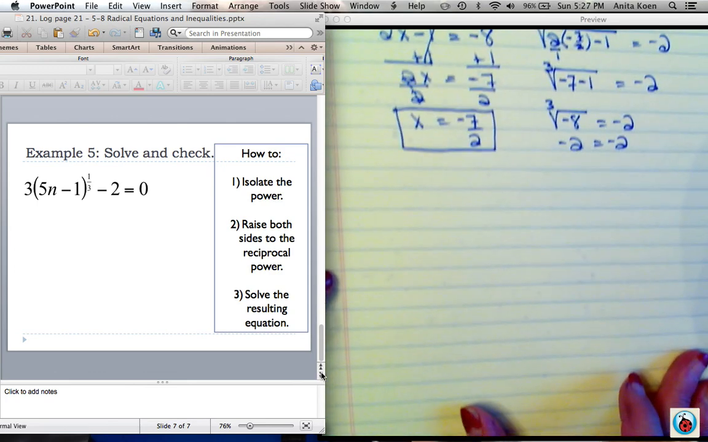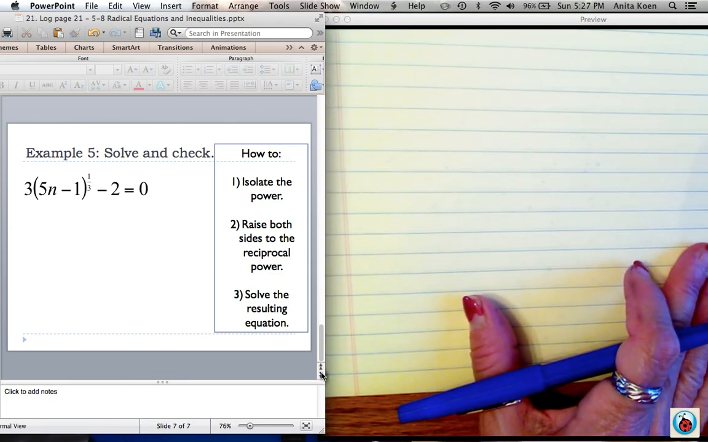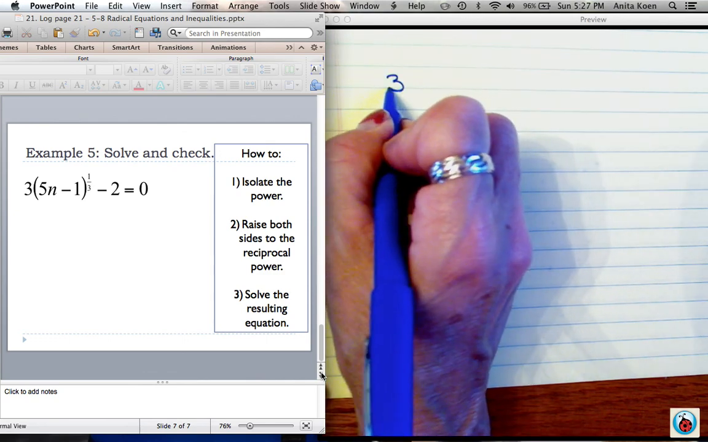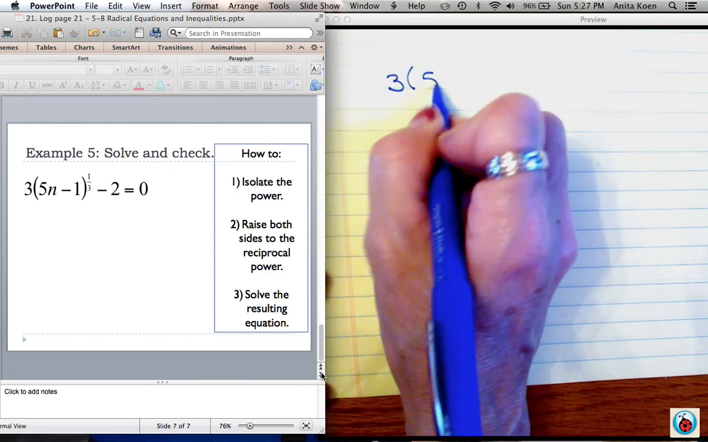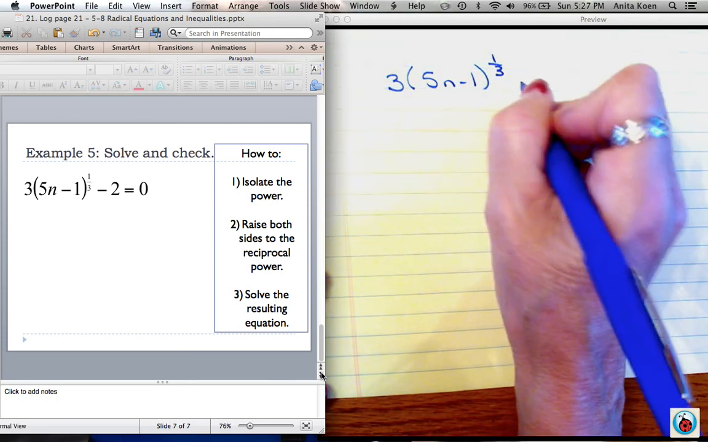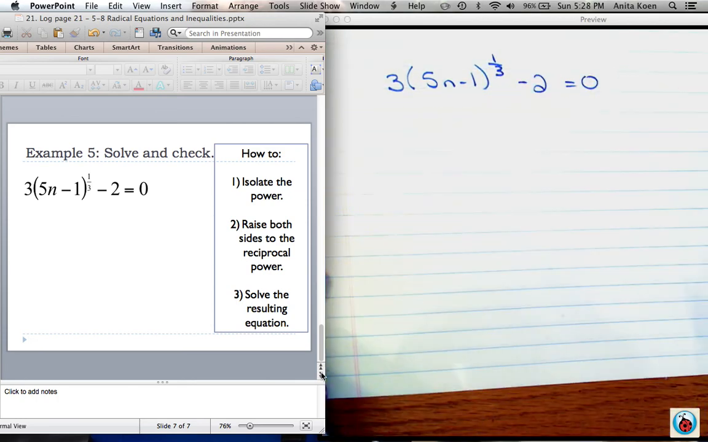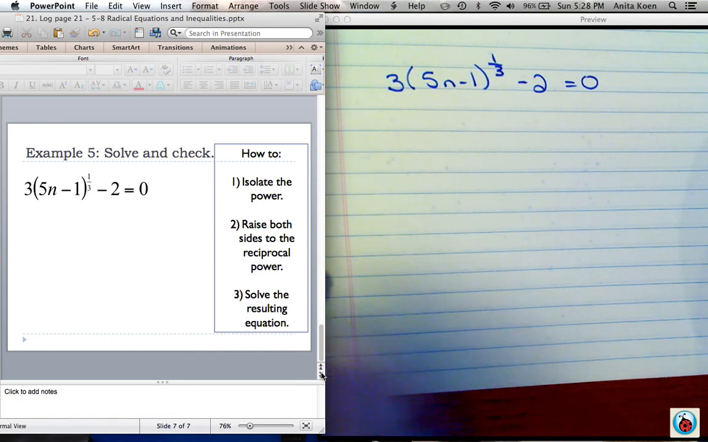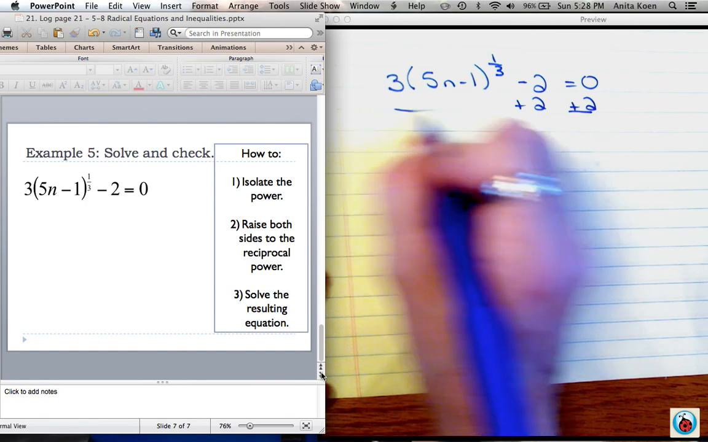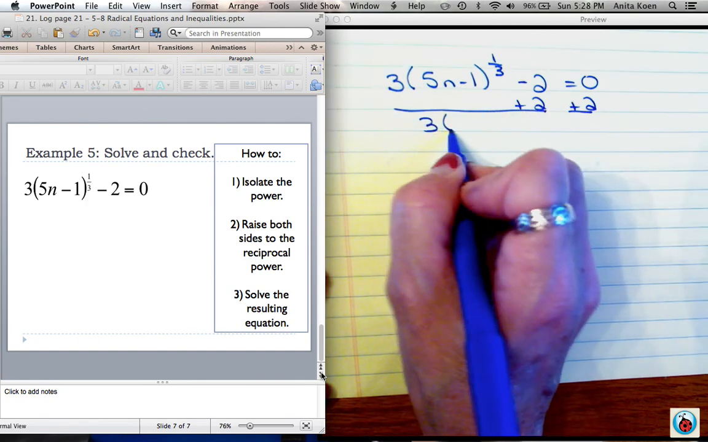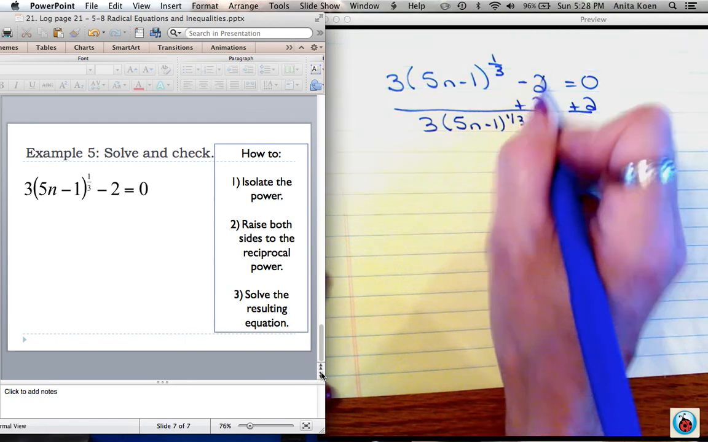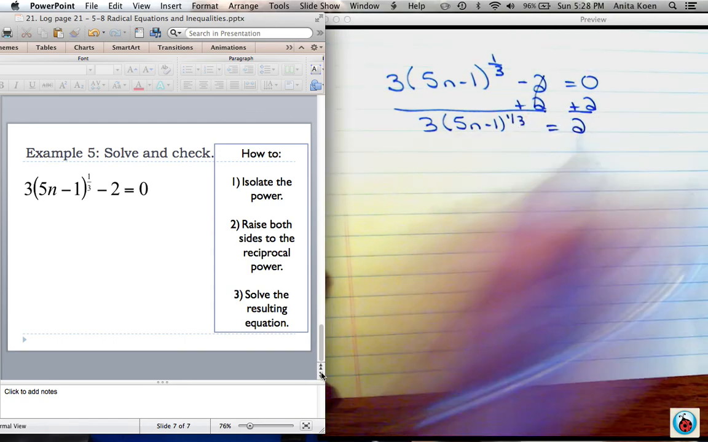And let's look at one last example just to make sure that you have this down. We're going to solve and verify 3 times 5n minus 1 to the 1/3 power minus 2 equals 0. So we're going to isolate first. So we're going to add 2. And we're going to get 3 times 5n minus 1 to the 1/3 equals 2.